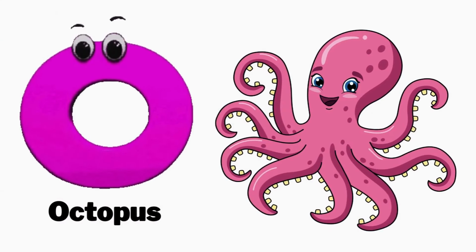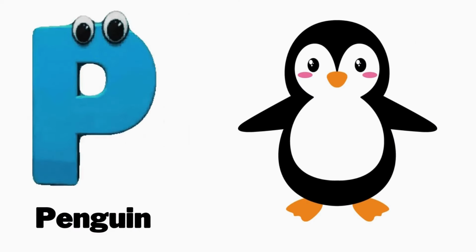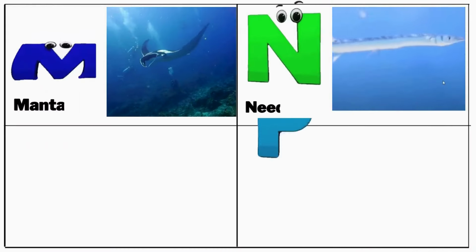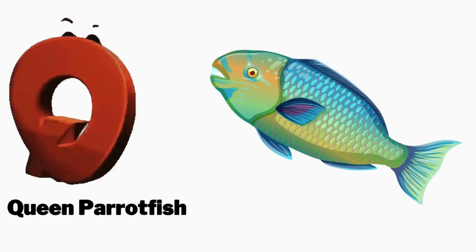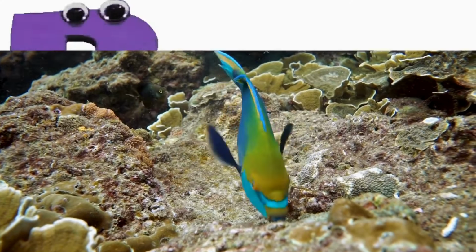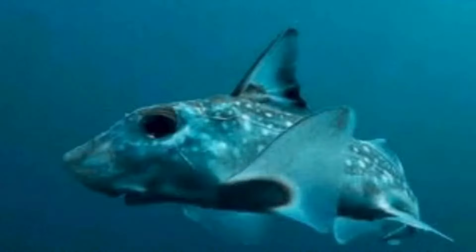O is for octopus. Octopus. P is for penguin. Penguin. Q is for queen parrotfish. Queen parrotfish. R is for ratfish. Ratfish.